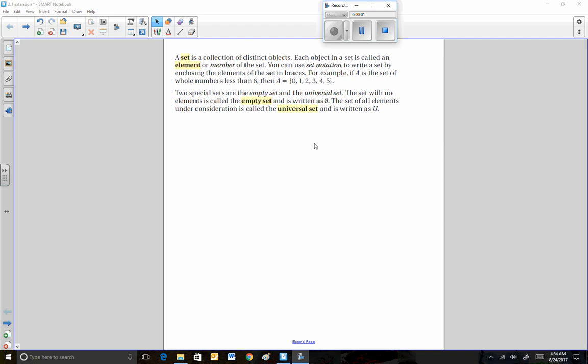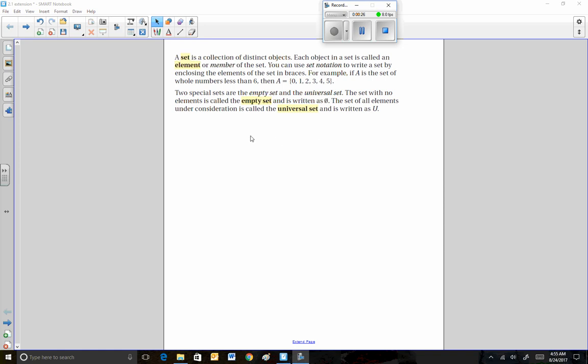Hi class, today we're looking at 2.1, an extension of it. What we're going to be learning about are sets and how sets of numbers or objects intersect, called the intersection, or if you put both sets together, it's called the union. Please take a moment to read this page. You do not need to take notes on it, just go ahead and read it.